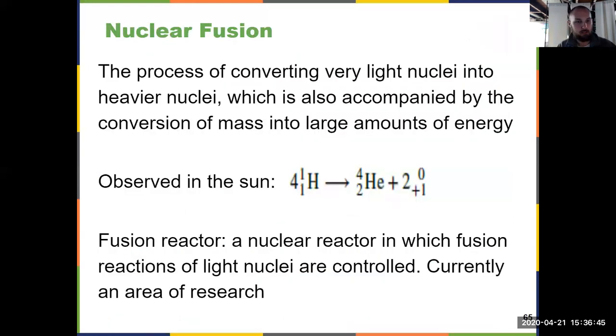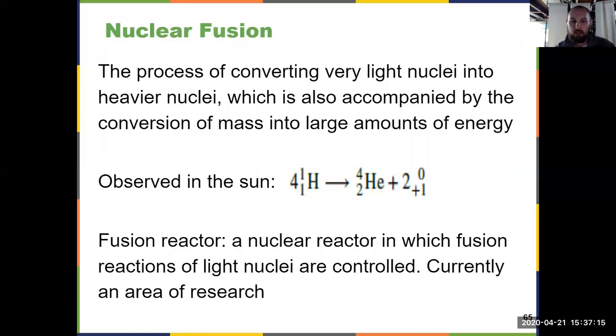So how about fusion? The flip side. We've spent a lot of time talking about fission. How about fusion? Okay, fission was things breaking apart. Fusion is things coming together. Okay, converting very light nuclei into heavier nuclei. And when that happens, we have mass that gets converted to energy. We talked about that in the first video. We see fusion happen in the sun. And we see 4 hydrogens coming together to form an alpha particle or a helium nuclei.